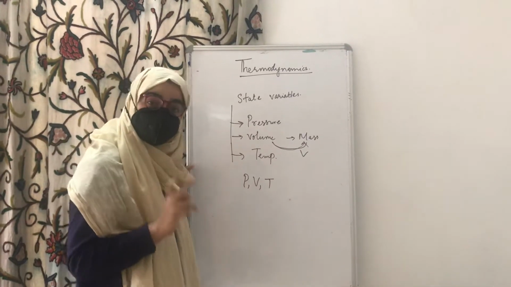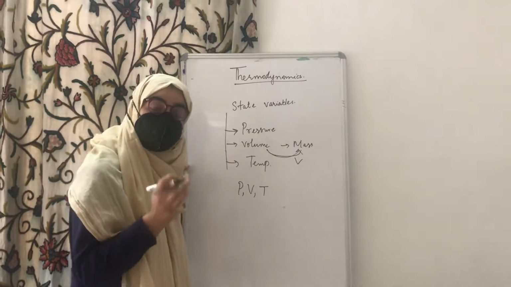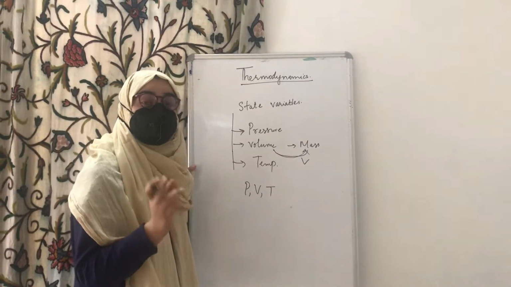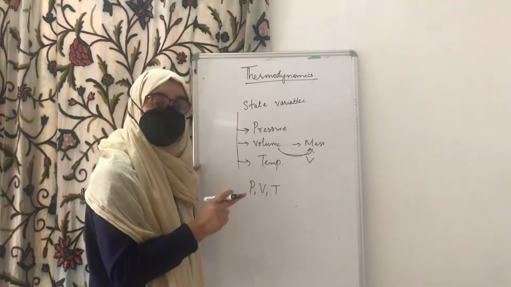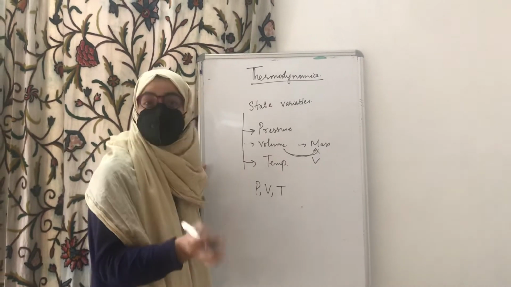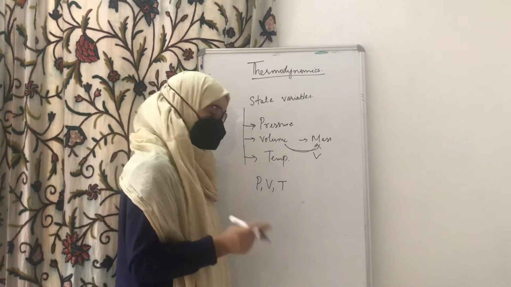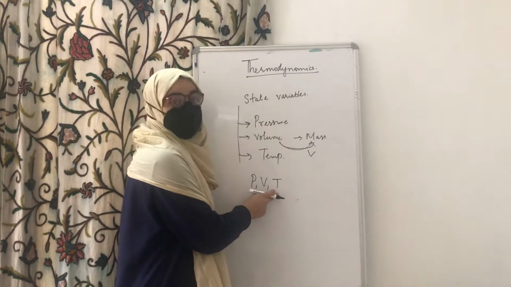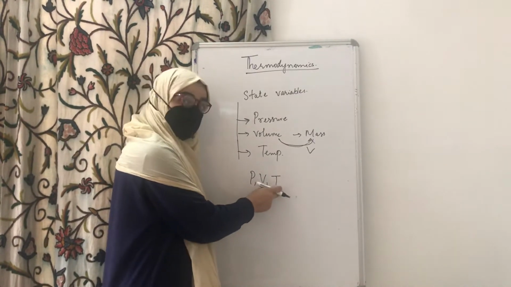Which means to specify the change occurring in a thermodynamic system. What does change mean? In going from initial state to a different state, which is called final state, we have to specify only these three variables: pressure, volume, and temperature.